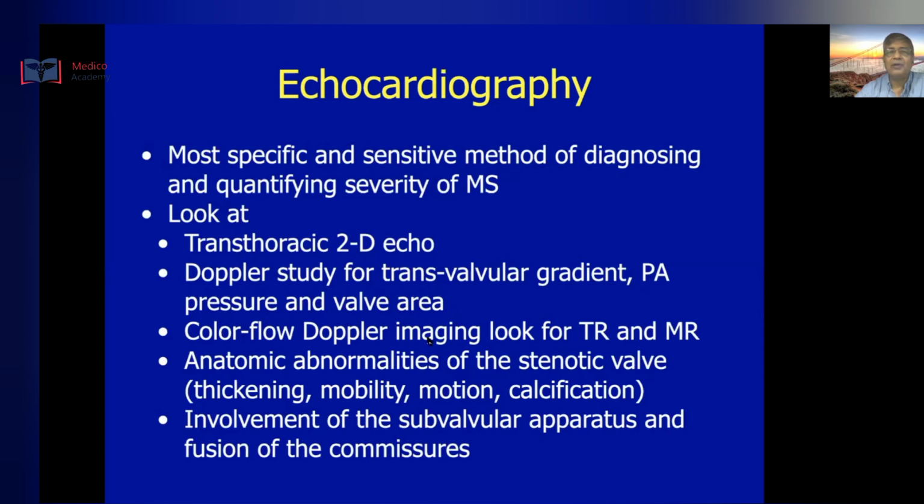A color flow Doppler imaging is done to look for TR and mitral regurgitation. And you should also look for anatomical abnormalities of the stenotic valve, that is thickening, mobility, motion of the valve, and calcification in the 2D echo. You should also look for involvement of the subvalvular apparatus and fusion of the commissures in the 2D echo.